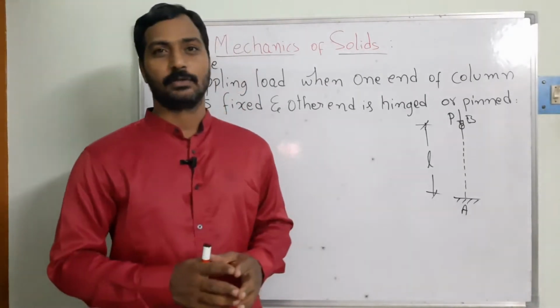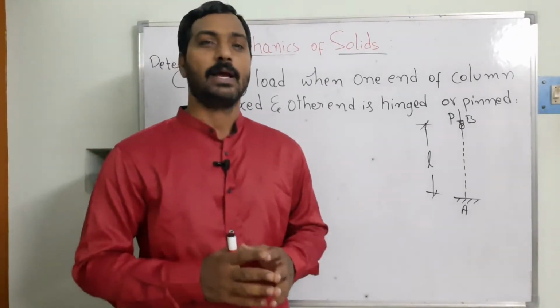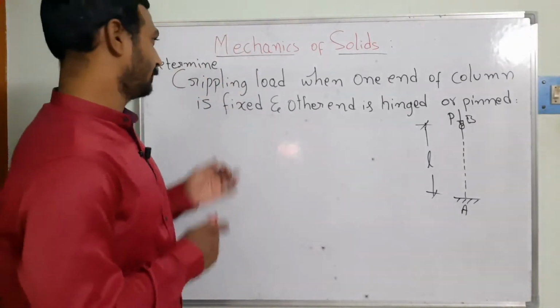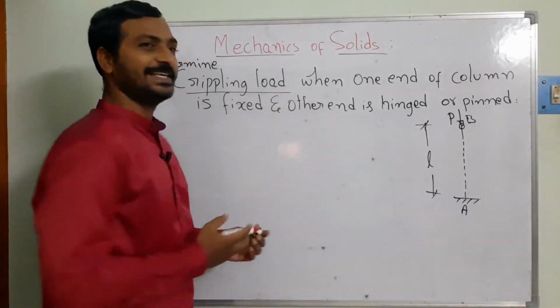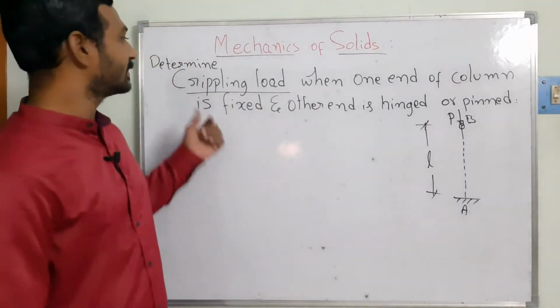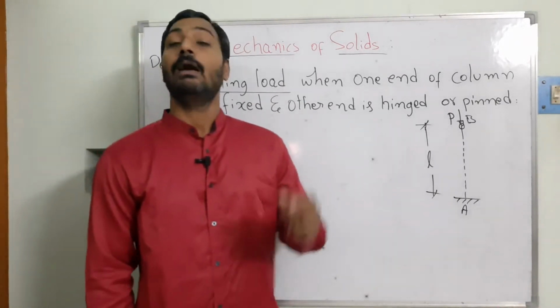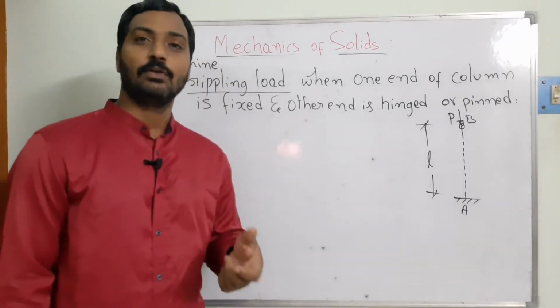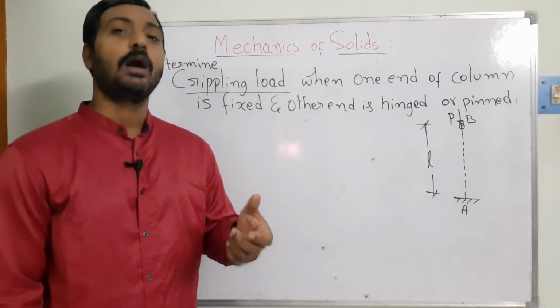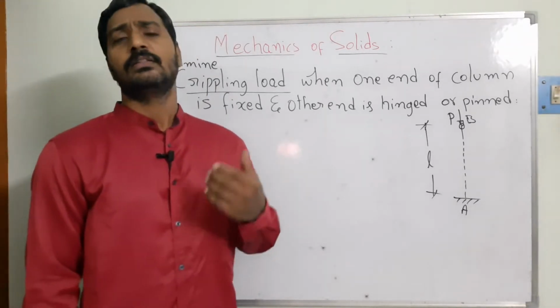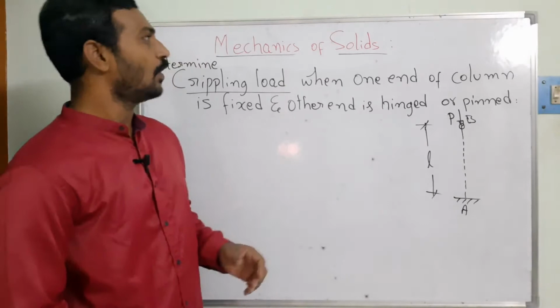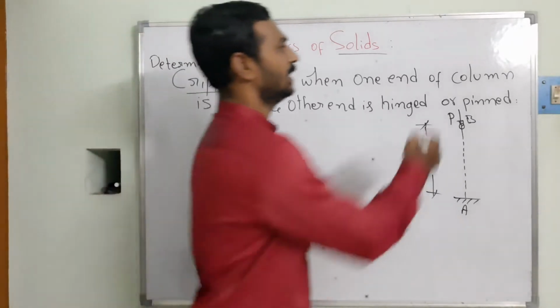In this video lecture, we are trying to determine the crippling load. From the series of video lectures we are making on the crippling load calculation, when a column is subjected to axial loads. That axial load may be either a compressive load or a tensile load. In this case, we are doing it specifically for the column.